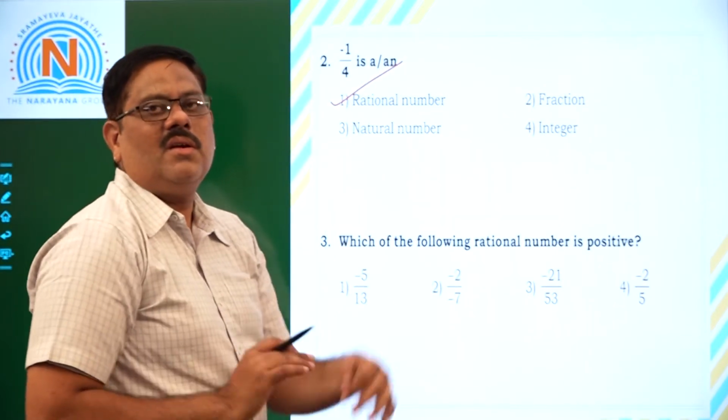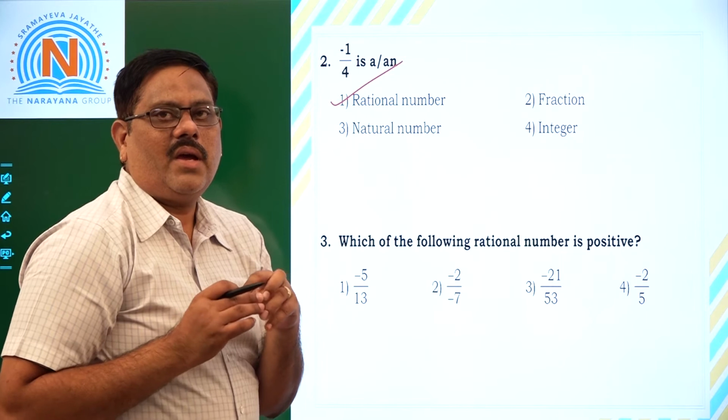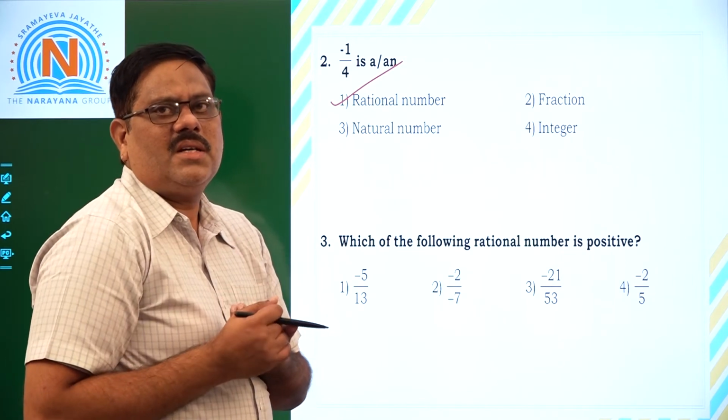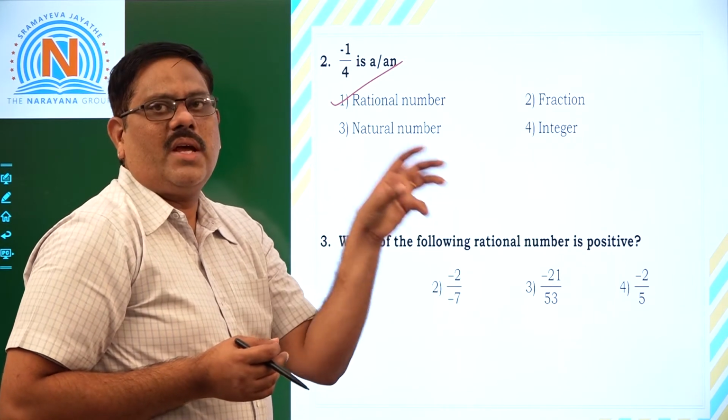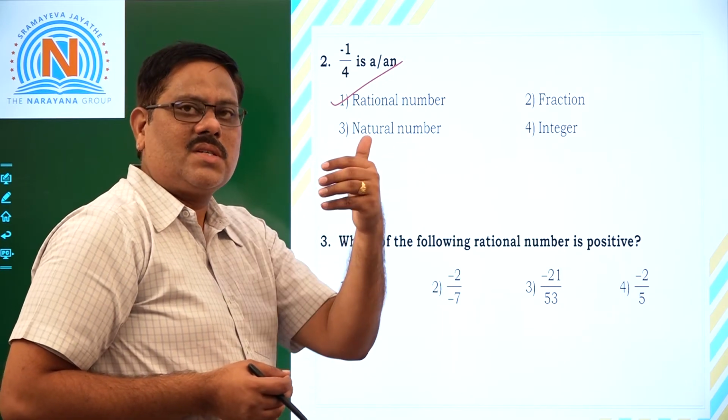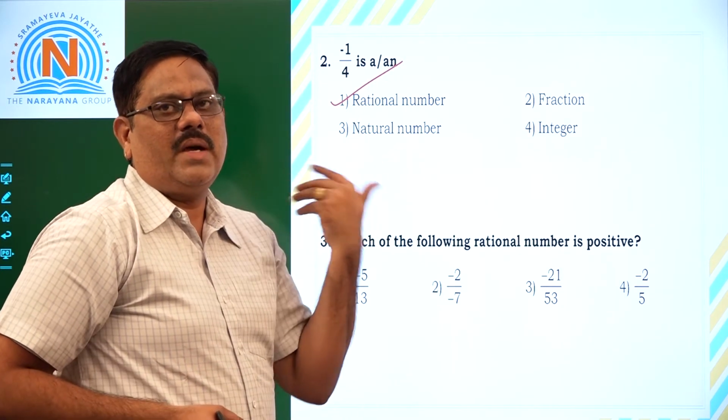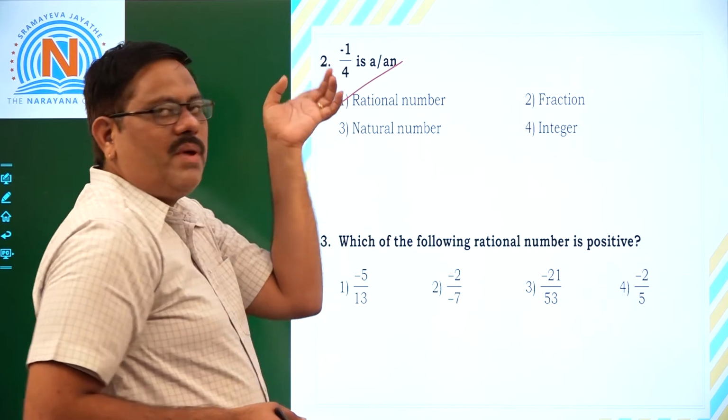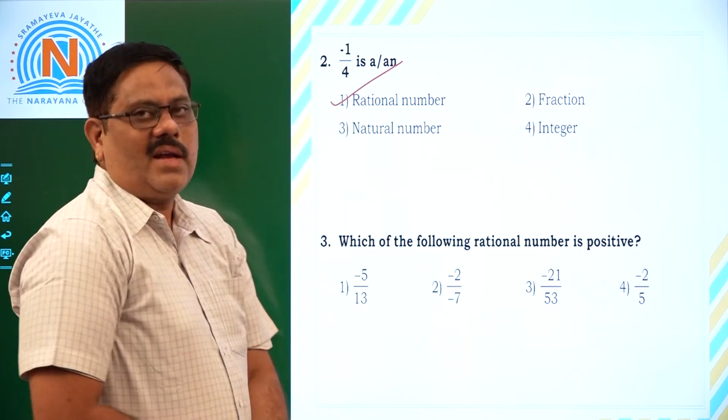Integer, it is not an integer. Why is it not an integer? What is the form of an integer? It's just like the countables you take, 0 you take, and the additive inverses of countables: minus 1, minus 2, minus 3. But this is in the form of p by q, so it is certainly a rational number.